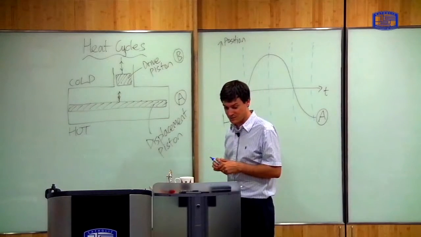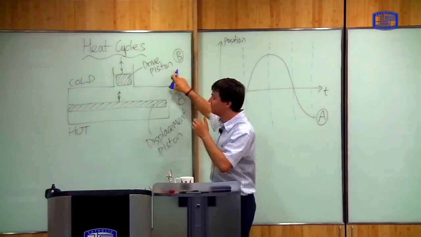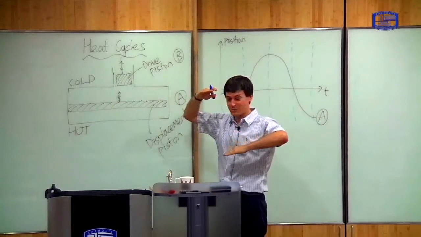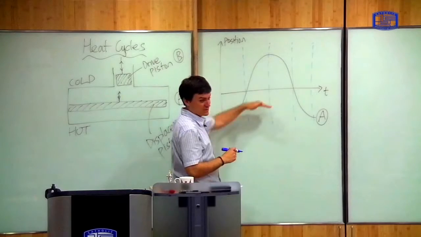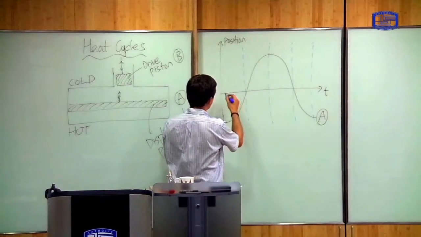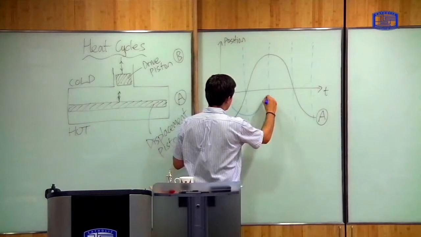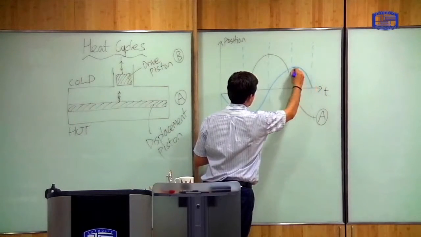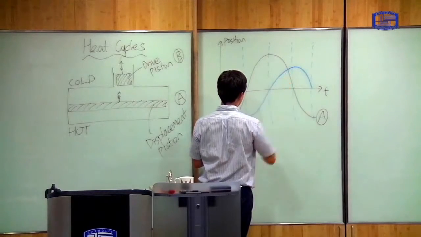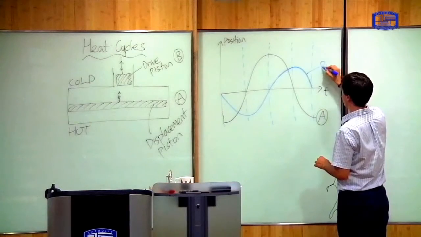The displacement piston, A, goes first, and the drive piston, B, follows slightly behind. So the displacement piston goes up first, and then the drive piston goes up after it. So the position of the drive piston will look something like this. So this is the position of the drive piston B.